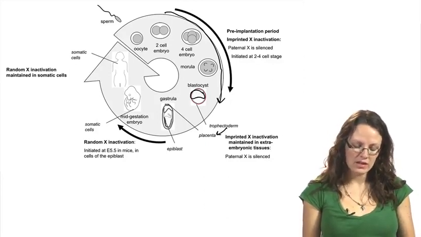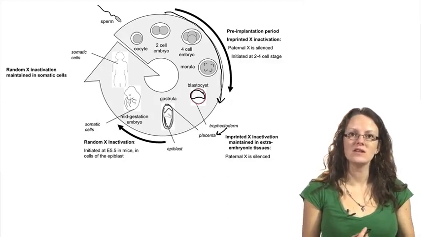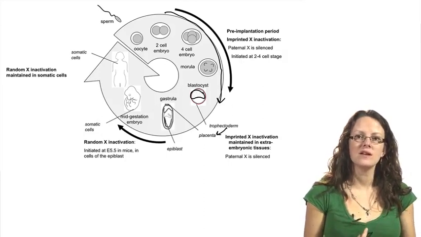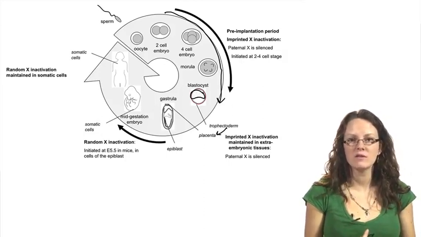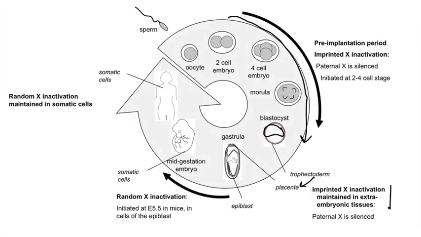However, the inner cell mass of the blastocyst, which will go on to become the embryo, does something different. So a blastocyst is present at around E3.5, so embryonic day 3.5 to embryonic day 4.5 of gestation in the mouse. And at embryonic day 5.5, we know that random X inactivation takes place. This is when you have this gastrular stage of development that's drawn here.